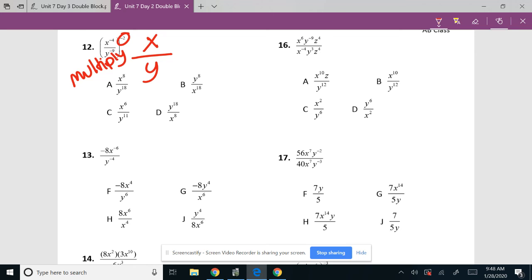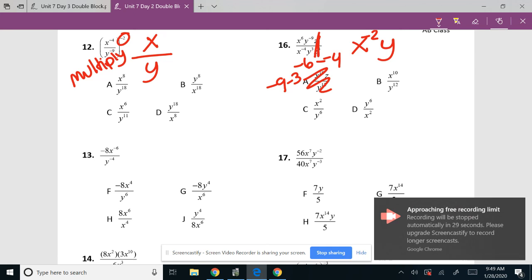All right, number 16, I'm going to help you set it up first. All we're doing is subtracting. Remember, the z's are the same, so we cross it out. So that means my a is out. For the rest of them, I'm going to subtract. Negative 6 minus negative 4. That's negative 2. The y's are negative 9 minus 3, negative 12. So you should remember how to do that.